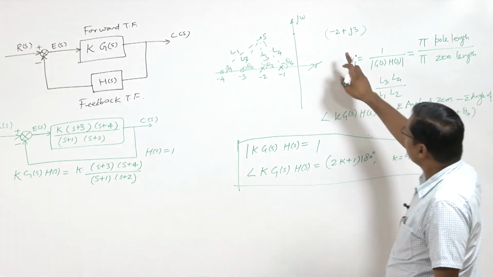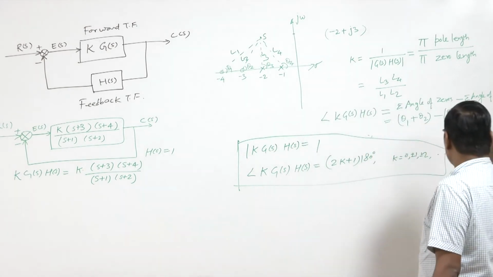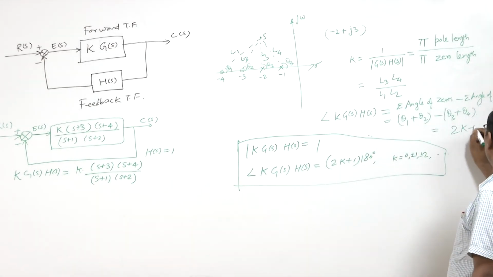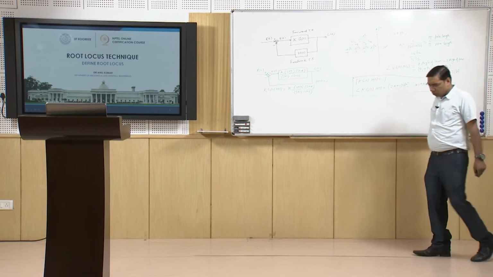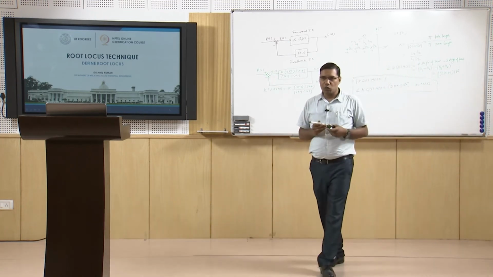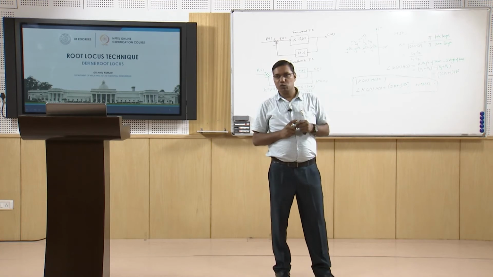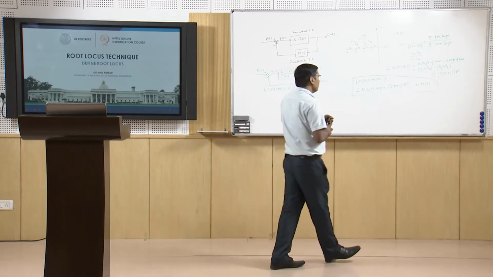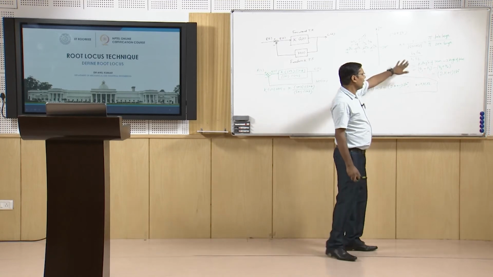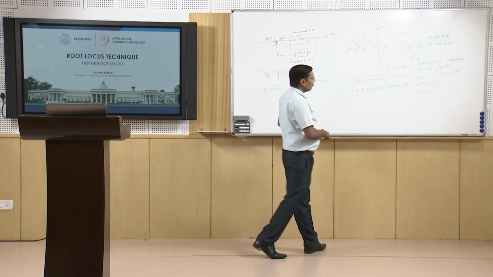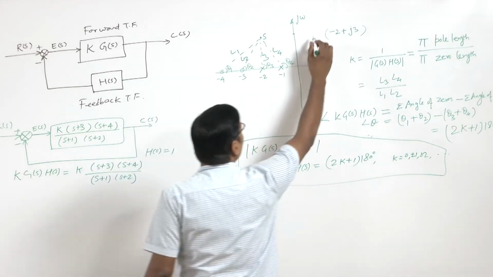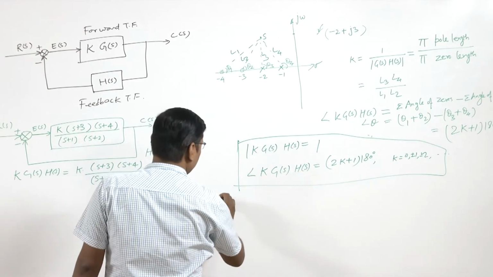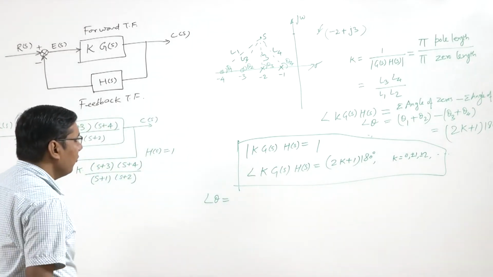So if this pole is on the root locus, it must satisfy this as (2k plus 1) times 180 degrees. So it must be an odd multiple of 180 degrees, then only this pole can be said to be on the root locus, or it can be a closed loop pole for certain values of k. And when we calculate this angle, let us say this is angle theta for this pole.